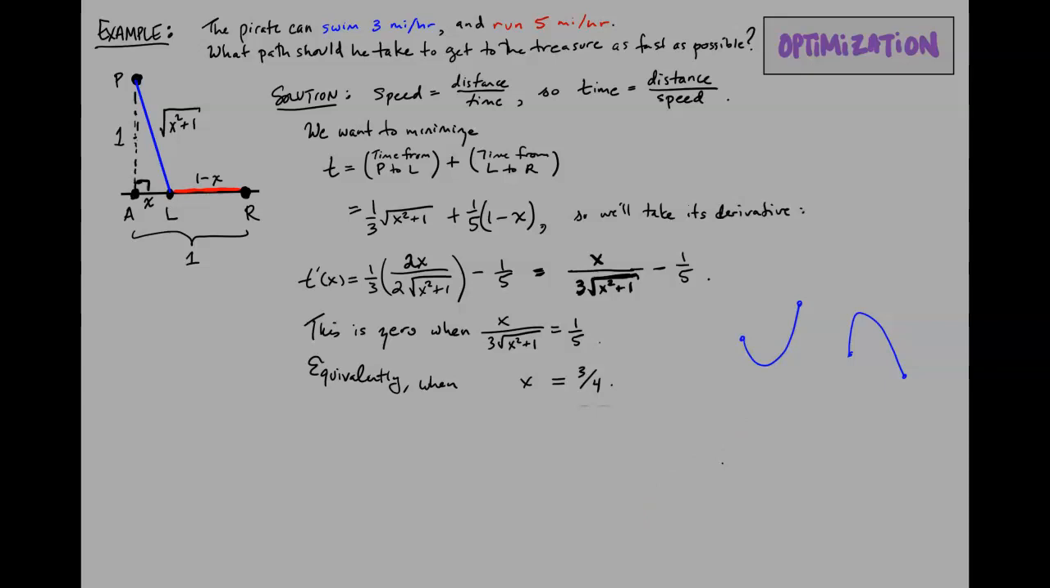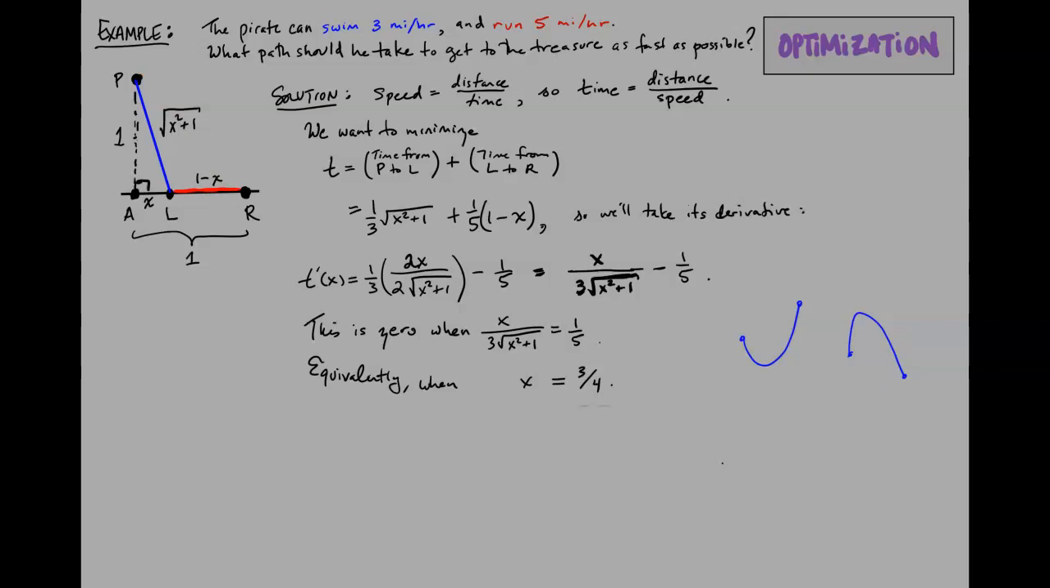And we should check the endpoints as well, which we already did in this case, because if the graph looks something like this, then our minimum will be when x is 3/4. But if our graph happened to look something like this, then our minimum would be at some endpoint. Well, we already considered the extreme cases. When x is 0, that was when he swam straight to the shore and then ran over in 32 minutes. And the other extreme case, when x is 1, when he swam all the way to the shore in a little more than 28 minutes.